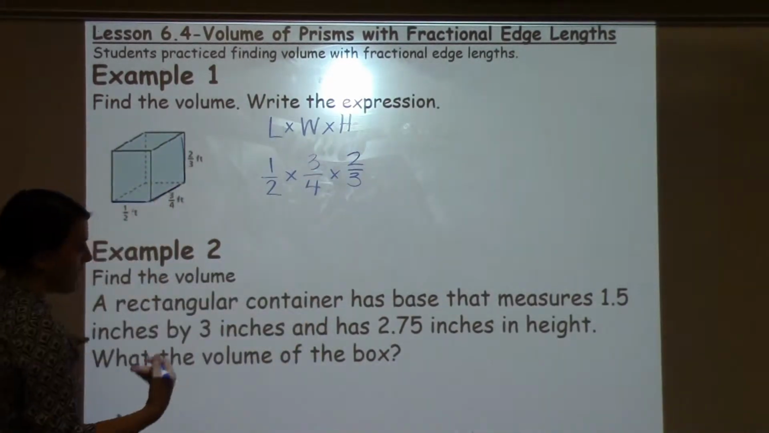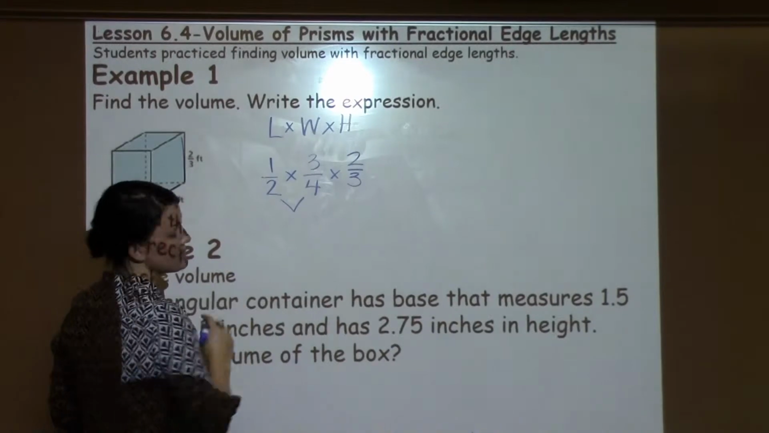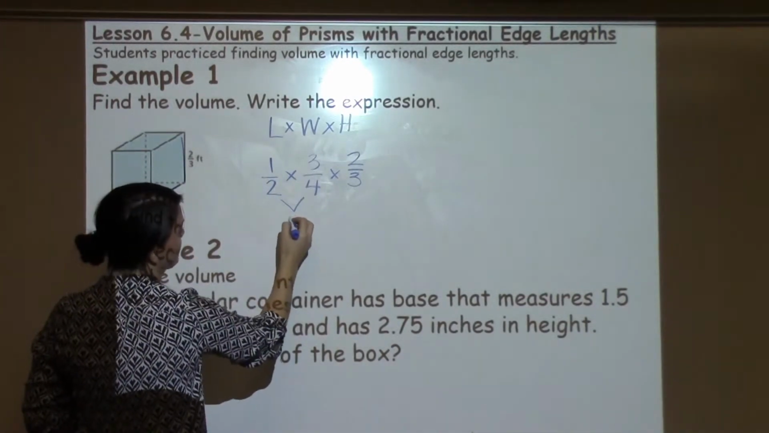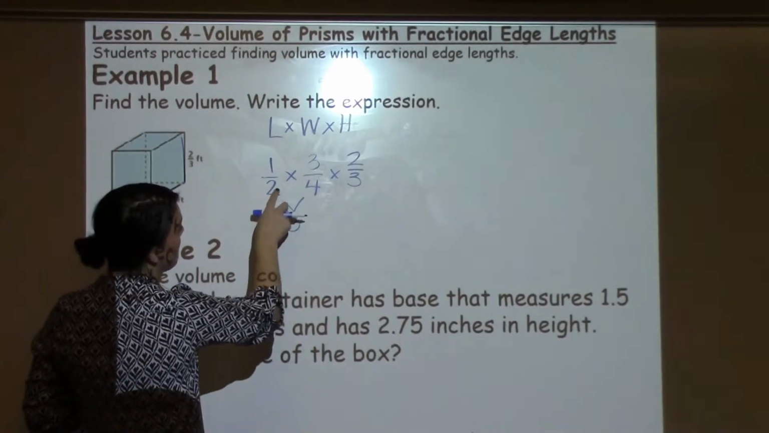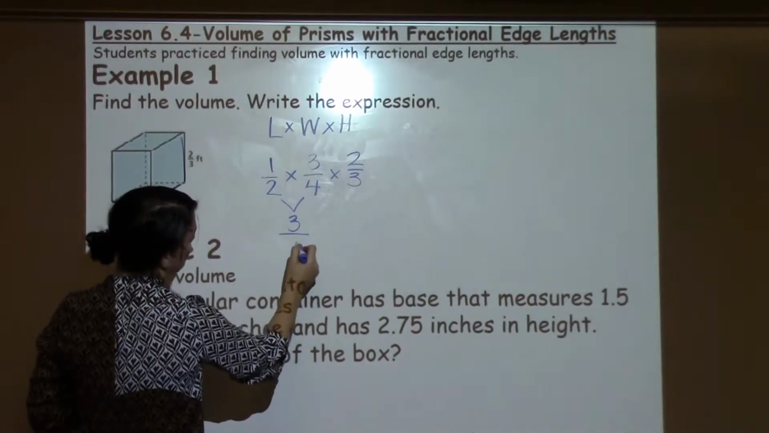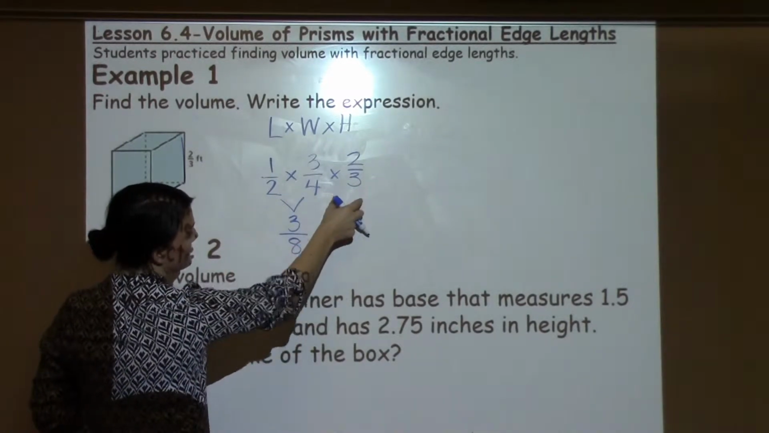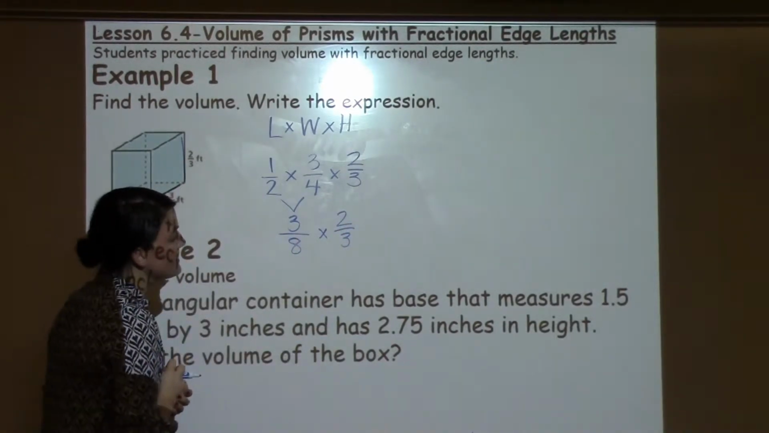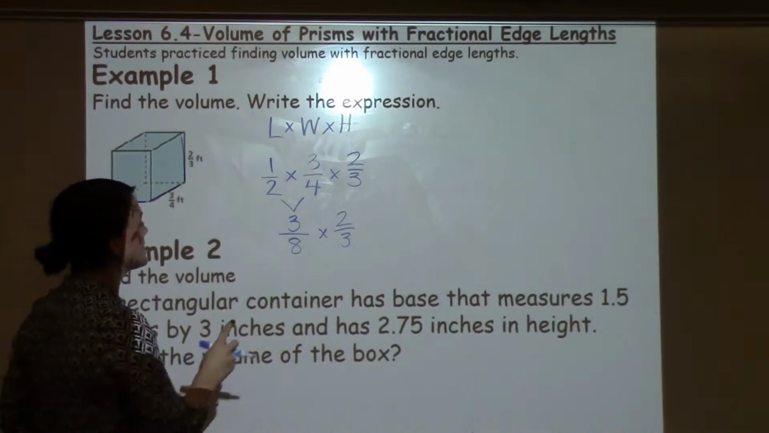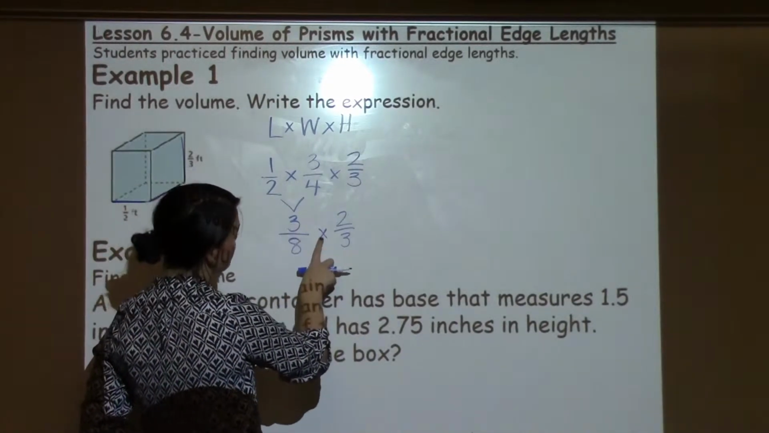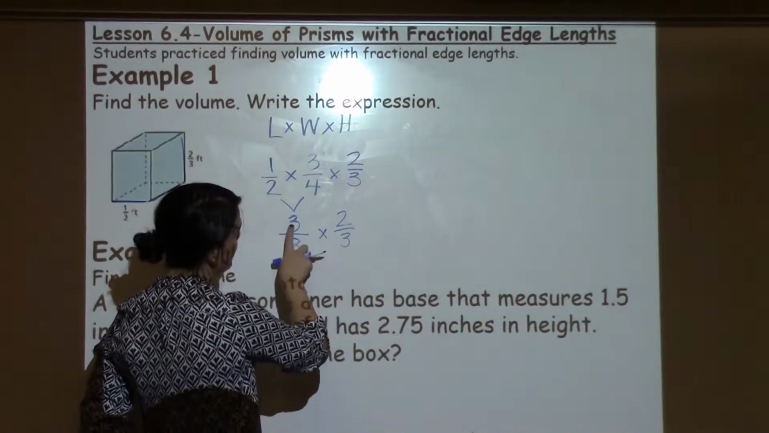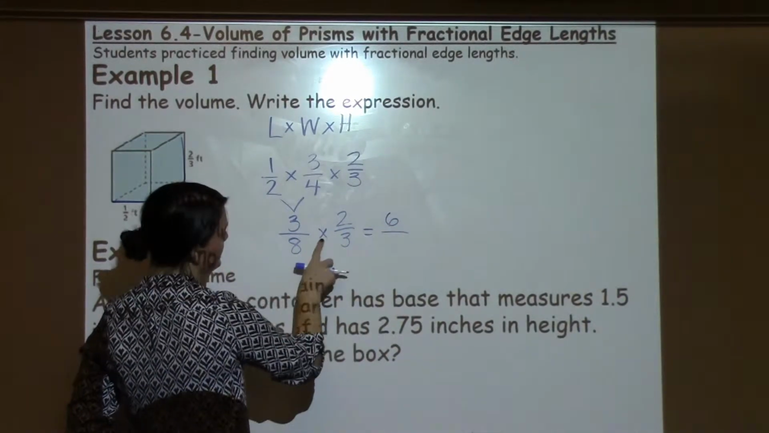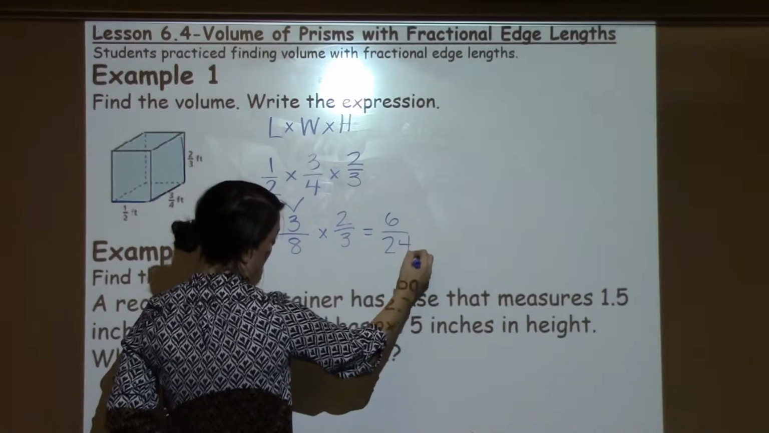So I'm just going to take one at a time. I'm going to do 1/2 times 3/4 first. So I would just do top times top. 1 times 3 is 3. Bottom times bottom, 2 times 4 is 8. And then I get to drop down my other side. So I have then 3/8 times 2/3. I'm going to again do top times top and bottom times bottom. 3 times 2 equals 6, and 8 times 3 equals 24.